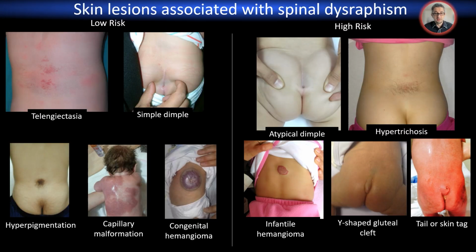There are many skin lesions associated with spinal dysraphism, and the risk increases with some of the lesions, as you can see here, and the risk is low in some of the lesions. For example, telangiectasia, simple dimple, hyperpigmentation, capillary malformation, or congenital hemangioma have low risk. Atypical dimple, hypertrichosis, infantile hemangioma, Y-shaped gluteal cleft, a tail or a skin tag is of high risk. So there is an increased possibility that these lesions are associated with spinal dysraphism.